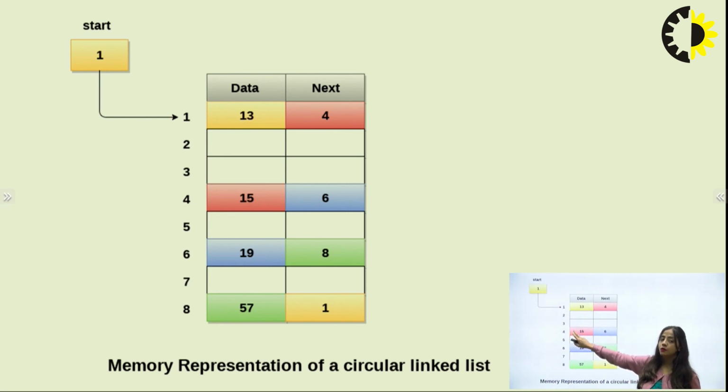Now we go to index 4. There, the data part has 15 and the next part has 6. Now we will visit 6. So basically this just gives you an idea of how a circular linked list can be traversed. From 6 we came here, where the data part has 19 and the next part has 8. Similarly, we went to 8, where the data part has 57 and the next part has 1.